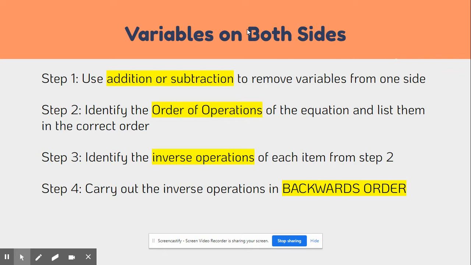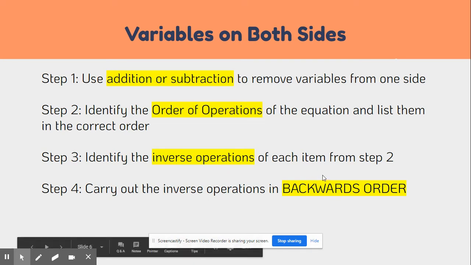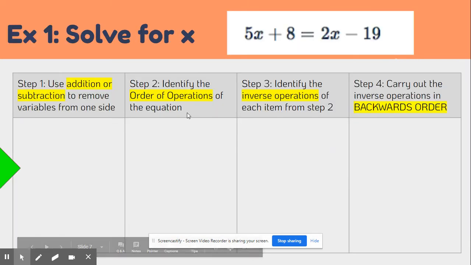So this is what we did last week. Step 3 says identify the inverse operation of each item from step 2. So we're going to take all the operations from step 2 and list their inverse. And then step 4 says we're going to carry out the inverse operations in backwards order. So step 4 is the key, because we're undoing all of the operations that have been done to the variable. So let's do two examples of this together, and then you can try one on your own.